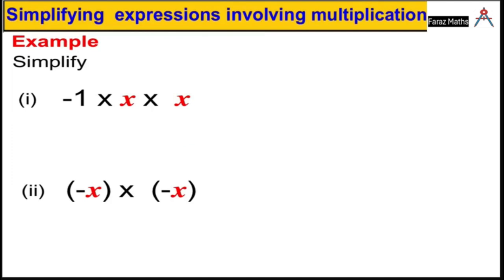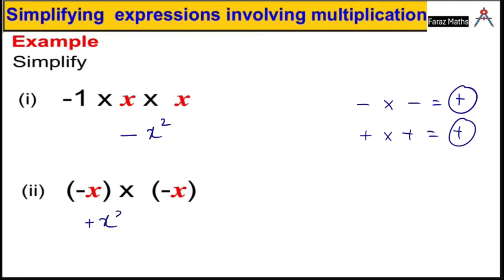Okay, coming to the next. We have simplify minus 1 times x times x. So that is minus x squared. Here we have two brackets. Again, you have to multiply the signs. So minus into minus. If you multiply two negatives, you will always get positive. Two same signs in multiplication will always give you positive. So minus times minus is plus, and then x squared.